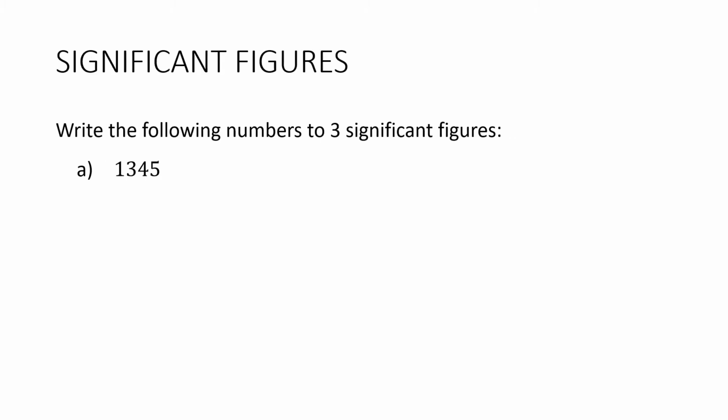Now the other thing we can do is write a number to a certain number of significant figures. So suppose we want to write 1,345 to 3 significant figures. So we want to keep the 1, the 3 and the 4. We look at the next digit, which is a 5, and we decide whether that is too big to throw away or not. So it's exactly the same as what we did with decimal places.